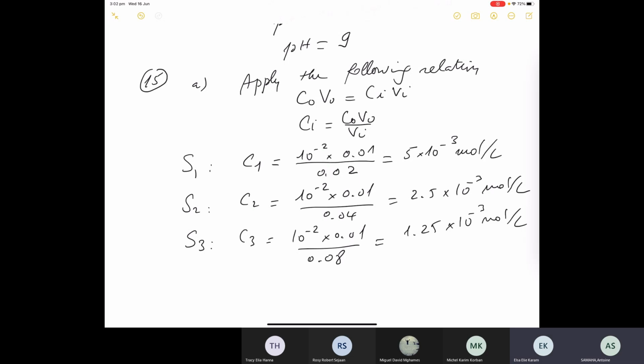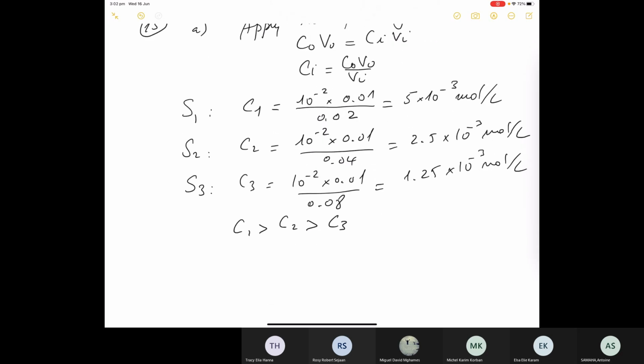Compare the concentration variation as we dilute: the concentration decreases as we increase the volume of water. That is what was asked. So we have C1 greater than C2 greater than C3. If the question asks why, we say that as we dilute a solution its concentration decreases. It did not say justify, it only said compare. Right.